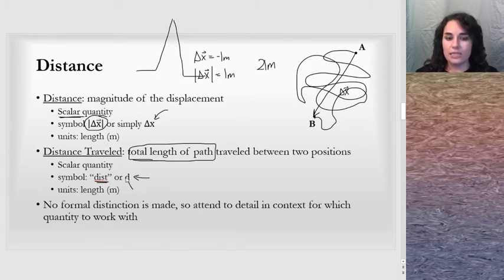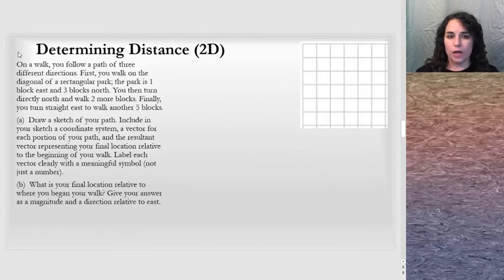So D is reserved for the total length of path, and delta x is left for the formal displacement concept. Okay, so watch out for this when you're doing problems. Sometimes it's not clear, but you'll get a feel for whether it's a technical thing, or they want the actual path traveled. Okay, so I have an example here.